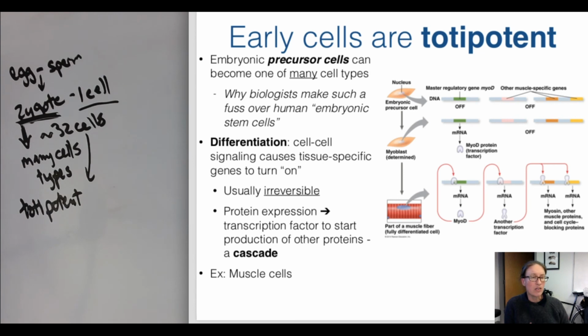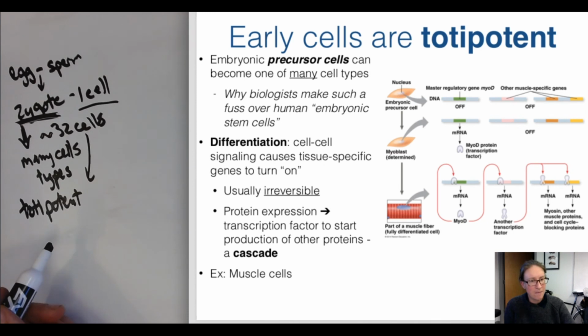We do have some types of cells in our body that retain some ability to differentiate. We refer to those as other types of stem cells, but those stem cells tend to be very specific to differentiating to very specific types of other cells. So, for example, there are bone marrow stem cells that can produce red blood cells. And so those stem cells have some capability, but not nearly the same type of capability as these early embryonic precursor cells.